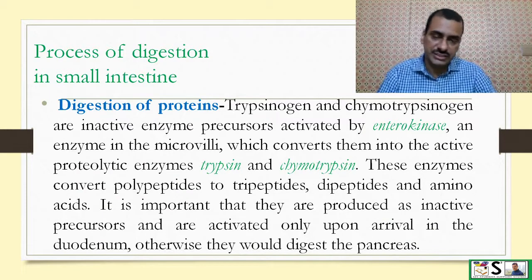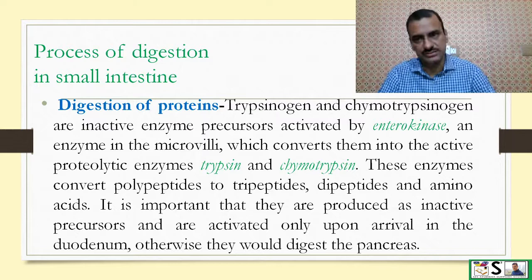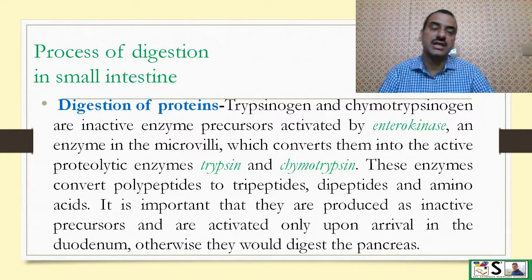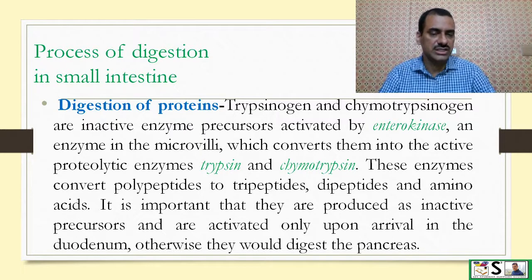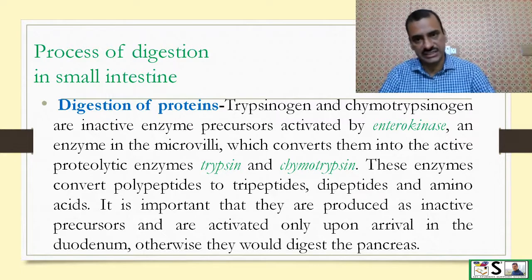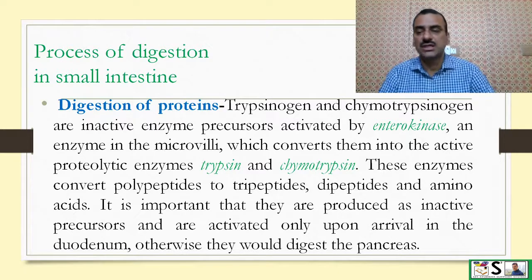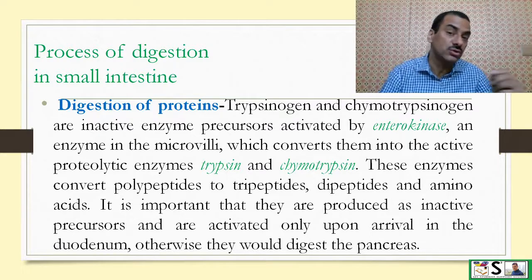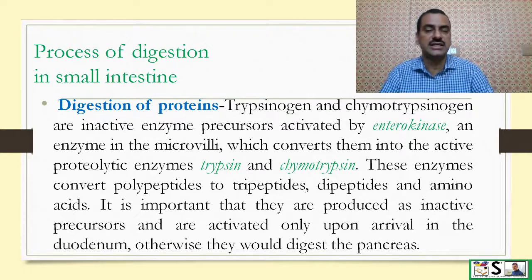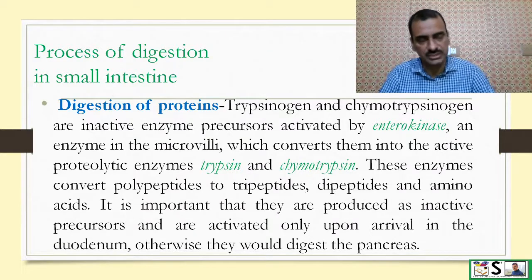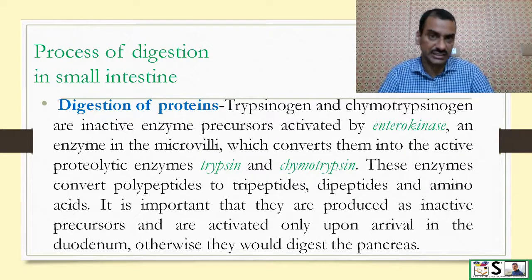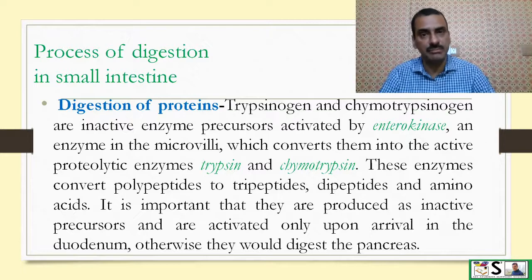Now, digestion of protein in the intestine. The trypsinogen and chymotrypsinogen, which are inactive enzymes, are activated by the enzyme enterokinase in the microvilli, which converts them into active proteolytic enzymes which can digest protein, that are trypsin and chymotrypsin. These enzymes convert polypeptides to tripeptides, then to dipeptides, then to amino acids. It is important that they are produced in inactive form in the pancreas and are activated only after coming into the intestine. Otherwise, they would digest the pancreas itself.